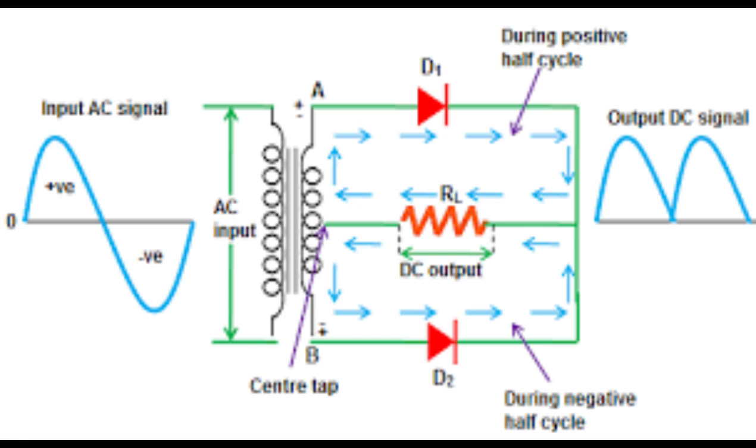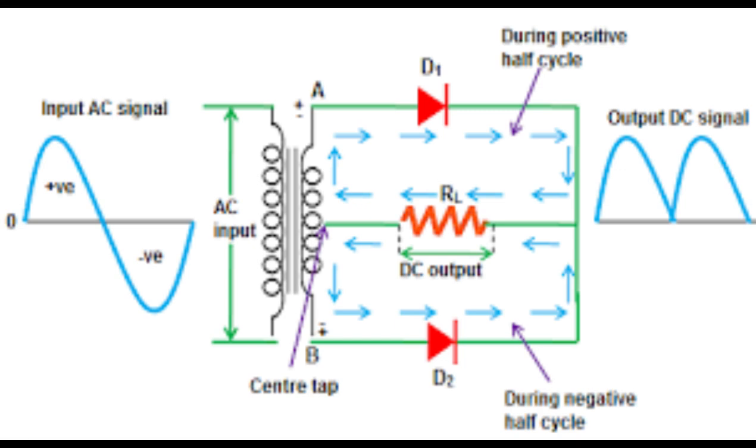For the center tap full-wave rectifier, the circuit requires a transformer with a center tap on the secondary winding, two diodes, and a load resistor. The diodes' anodes are connected to the opposite ends of the secondary winding, and their cathodes are joined together. The load resistor is connected between this common cathode point and the center tap of the transformer.